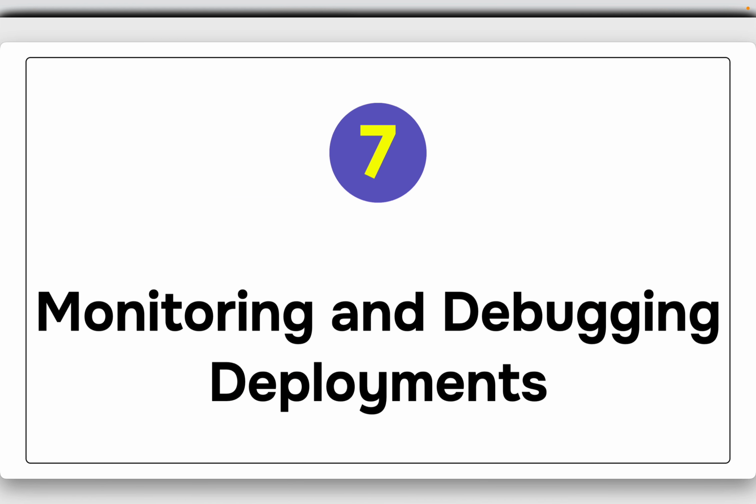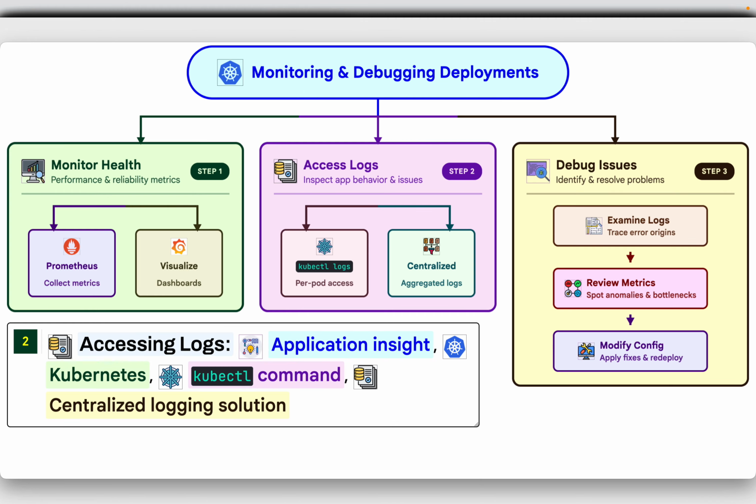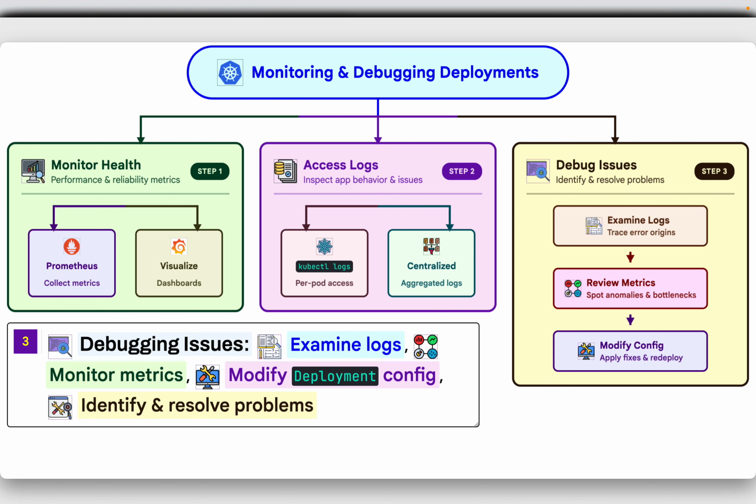Seventh topic is monitoring and debugging deployments. Monitoring deployment health is essential for ensuring your application's performance and reliability. You can use tools like Prometheus to gather and visualize metrics. Accessing logs can provide insight into the behavior of your application and help identify issues. Kubernetes allows you to access logs using the kubectl command or a centralized logging solution. Debugging issues may involve examining logs, monitoring metrics, and modifying the deployment configuration to identify and resolve problems.